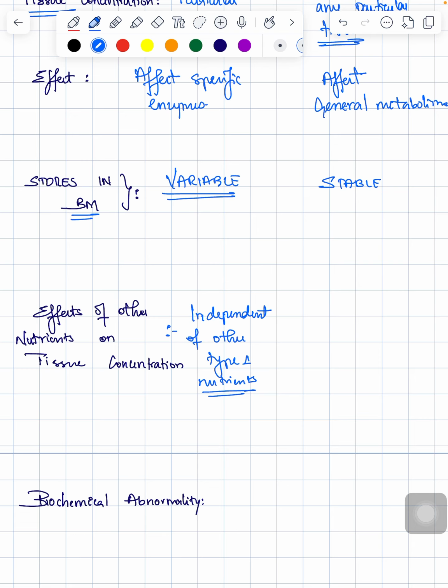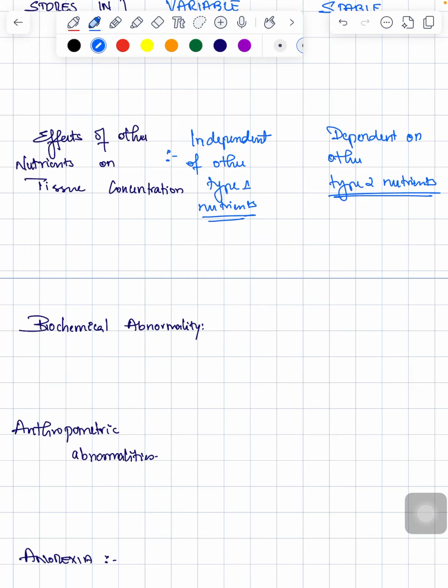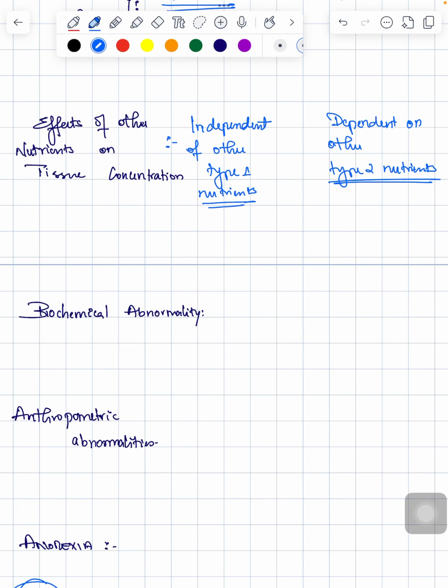What will be your biochemical abnormality? Biochemical abnormality is what we use for diagnosis. For example, for iron deficiency, you will take serum iron level, your hemoglobin level, your ferritin level, everything. So there will be a biochemical abnormality that is used in diagnosis. Pertaining to your type 2 nutrients, you can check your magnesium level and zinc level, but everything will be interrelated. You can't find it specifically.